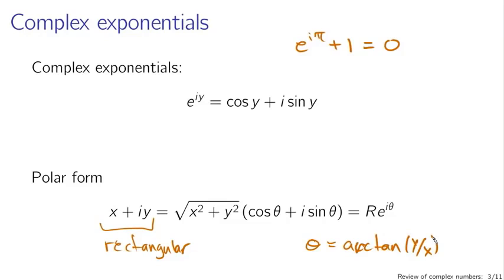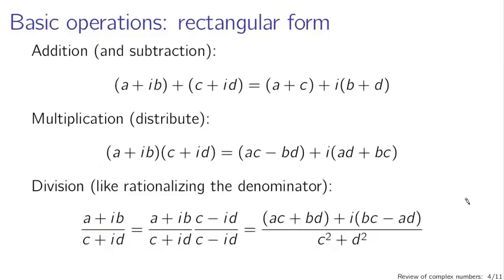But given these rectangular and polar forms of complex numbers, what do the basic operations look like? How do we manipulate these things? Well, addition and subtraction in rectangular form is straightforward. If we have two complex numbers, a plus ib, and we want to add to that a second complex number, c plus id, we just add the real parts, a and c, and we add the imaginary parts, b and d. This is just like adding in any other sort of algebraic expression.